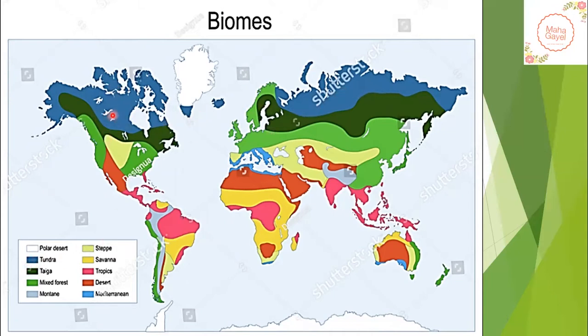Can you remember? They are subarctic. This is the Arctic or polar region. This is subarctic. What about the dark green? The dark green is the taiga, where I can find pine trees.